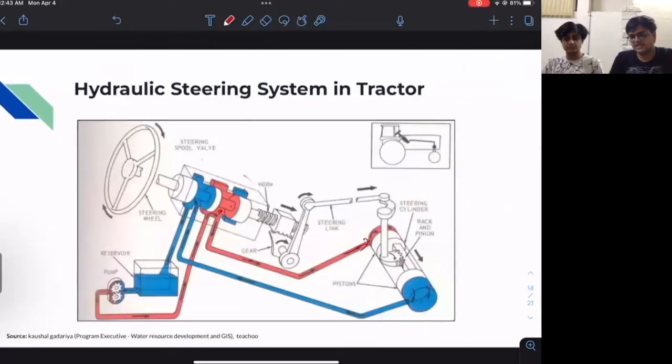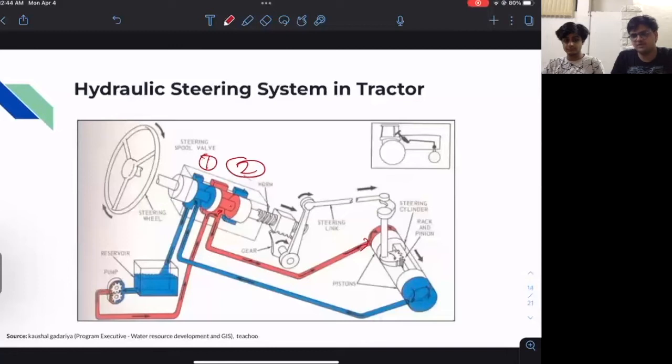Coming to hydraulic steering system in a tractor. Whenever we have to take a turn in an automobile vehicle, we use a steering wheel. In the tractor, we use a hydraulic steering system. In this, we have two different fluids, which are represented with different colors. One is in blue color and one is in red color.